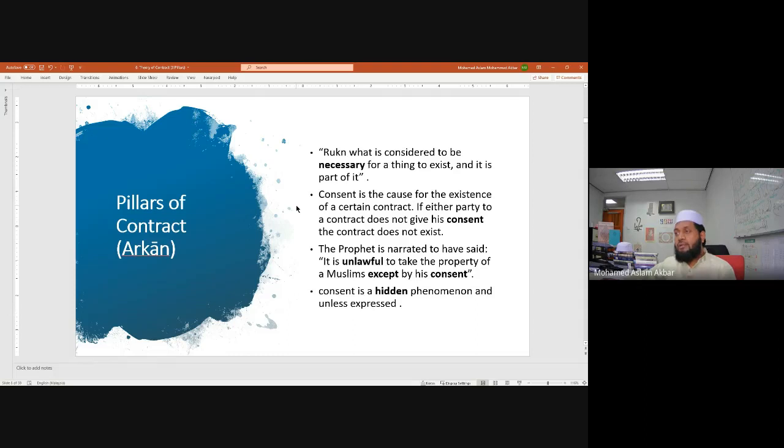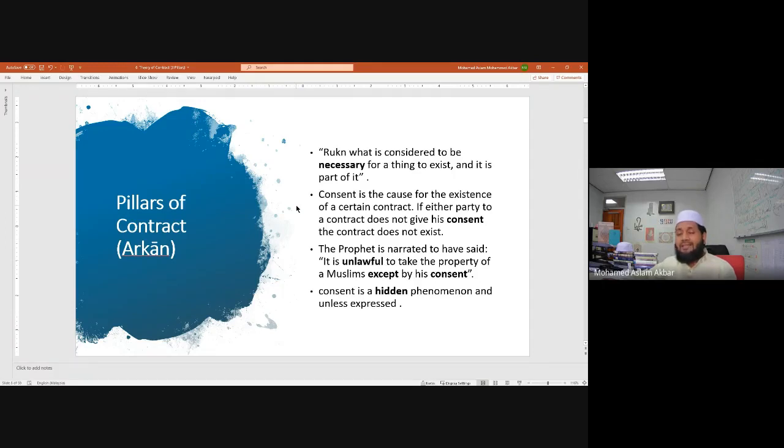Consent is the cause for the existence of a certain contract. If either party to a contract doesn't give his consent, the contract does not exist. The Prophet ﷺ narrated, it is unlawful to take the property of a Muslim except by his consent. Consent is actually rida. Without rida, you cannot take the property of anybody, not only a Muslim, anybody. You cannot take their property without their consent.